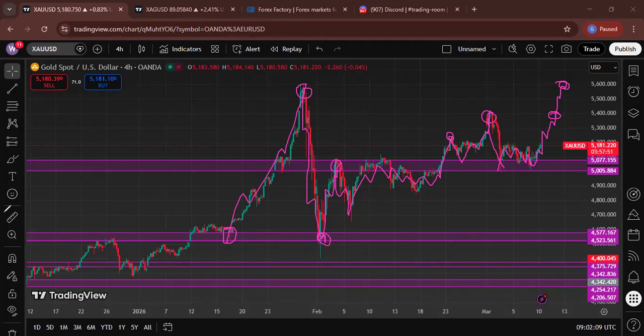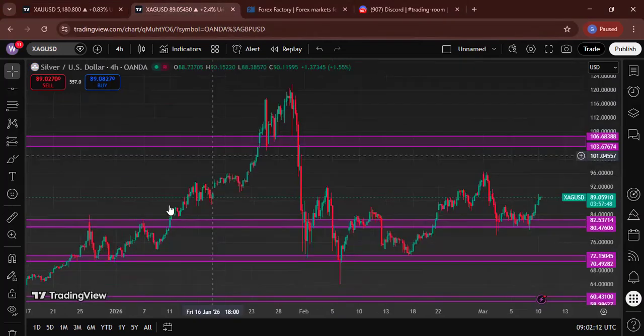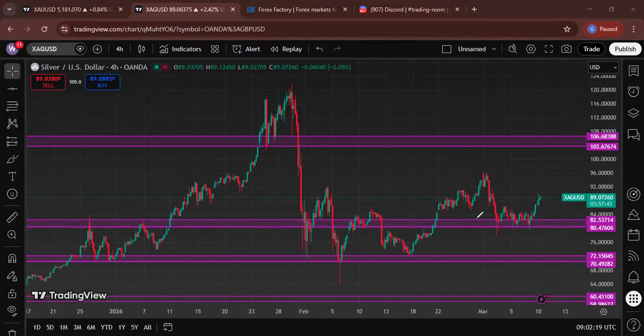Okay, then we have silver. Again, in terms of setups, this is what you have. You can see the similarity of setups. Here again, price rallied all the way to these highs of 96, came back to this structure, and we have seen price hold at this structure.